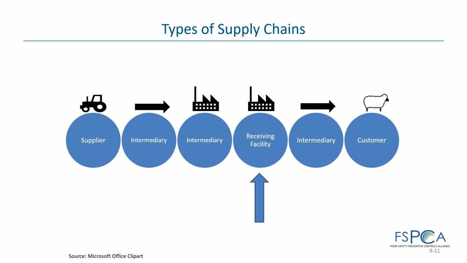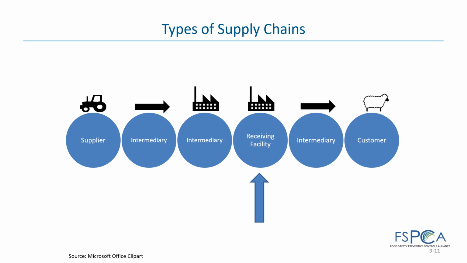The person they bought it from, that grain elevator, has some parts of the regulation that they're subject to, but this receiving facility cannot ask the grain elevator to control this hazard for them, because they didn't do anything of consequence to that product, and therefore they don't fall under the definition of a supplier.